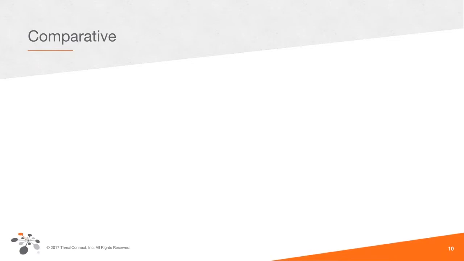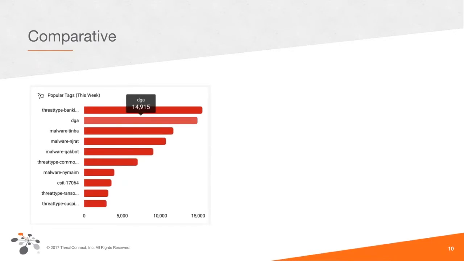So the first one is comparative. So let's say that I wanted a simple dashboard chart that shows me what are some of the popular tags in my intelligence platform this week. What's hot, what's trending, what are my analysts looking at? I'm looking at the source level, maybe, what kinds of tags are popular in this source. And this is not a bad chart to include on a dashboard. It shows me that domain generation algorithms are popular. It shows me that there are specific types of malware families that are popular.